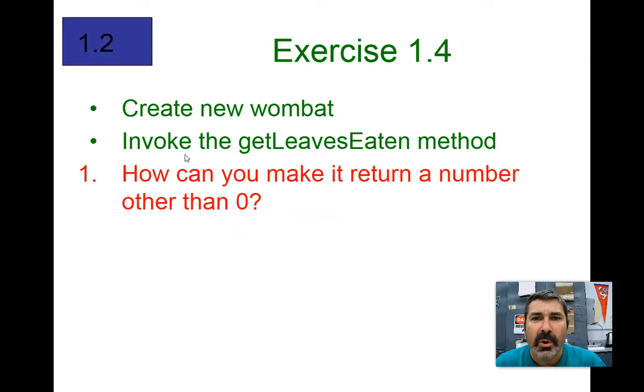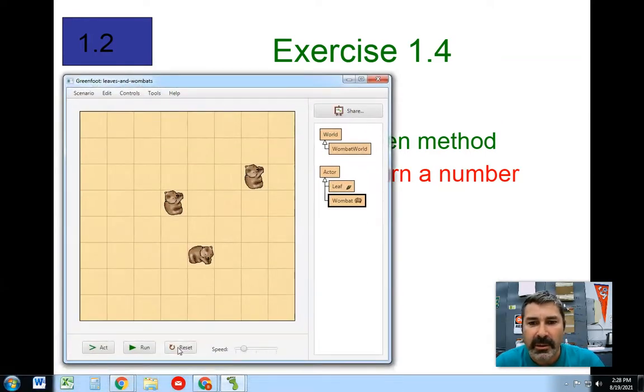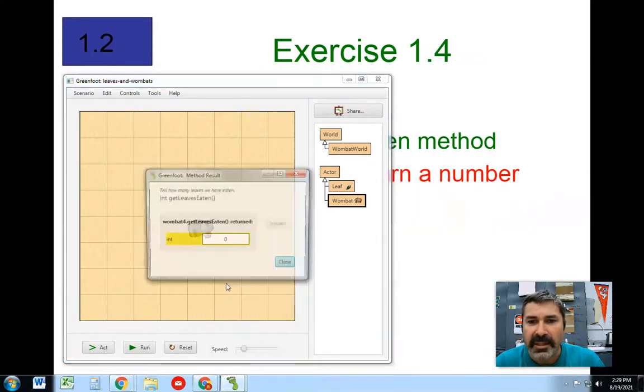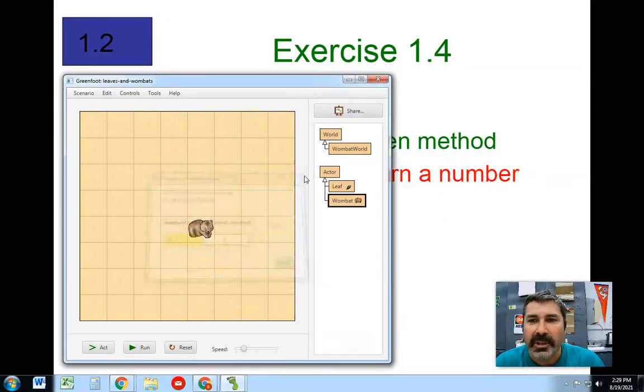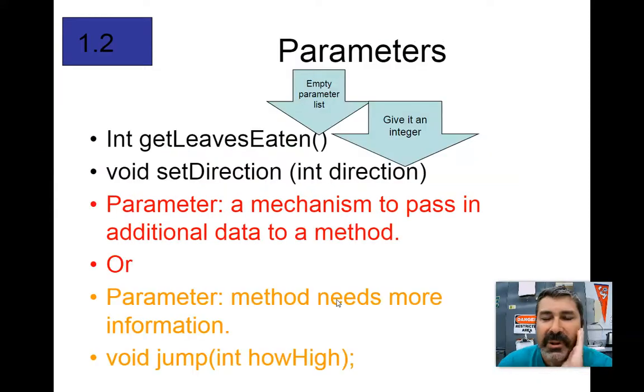All right, create a new wombat, invoke the get leaves eaten method. How can you make it return a number other than 0? All right, so I'm going to come down here, I'm going to say reset. I'm going to add a wombat, and I'm going to say get leaves eaten, and it says 0. How can I make that say anything other than 0? Okay, see if you can figure that out, write that down, and ask me for help if you need it.